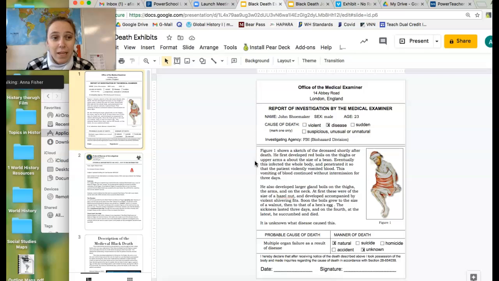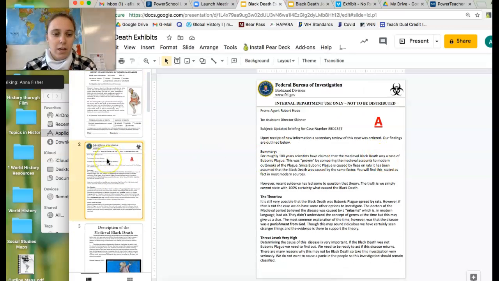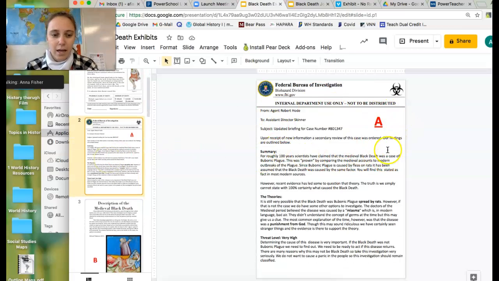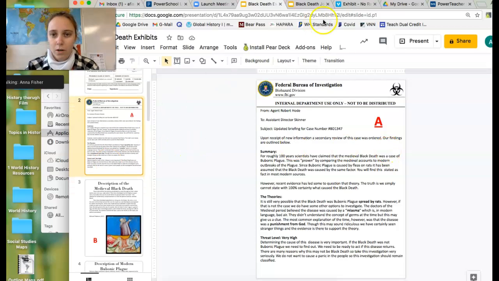This was happening to anywhere between 30 and 60% of Europe. People were just continually getting this pretty awful disease that was 3 to 4 days of torture, and then they would die. So that's what we're working with here. I tried to make it so that every exhibit has the letter on it to keep you organized.